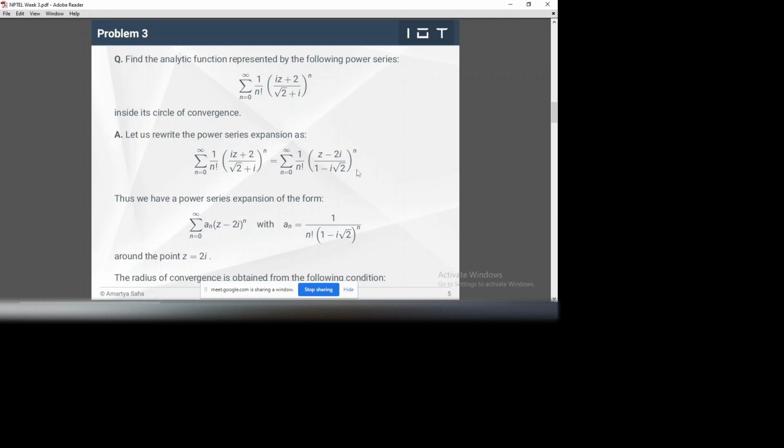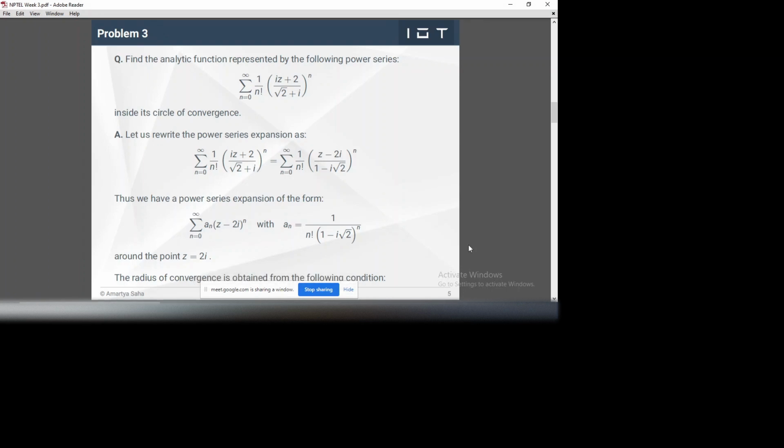Thus, what do we see now? We have a power series expansion of this form, the sum of a_n (z - 2i)^n, with a_n being this coefficient, 1 by n factorial and (1 - i) root 2 to the power n. And this power series is centered around the point z = 2i. So again, it is not centered around z = 0, but it is centered around z = 2i. Okay. So now let us find the radius of convergence.